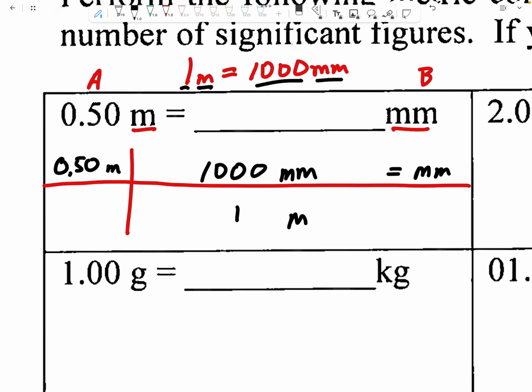Now what that does is it allows me to cancel out my meters, and I'm left with millimeters, which is what we want in our answer. So now this becomes a very simple multiplication problem. That would be 0.50 times 1,000, and that would be 500. So there are 500 millimeters in half a meter.